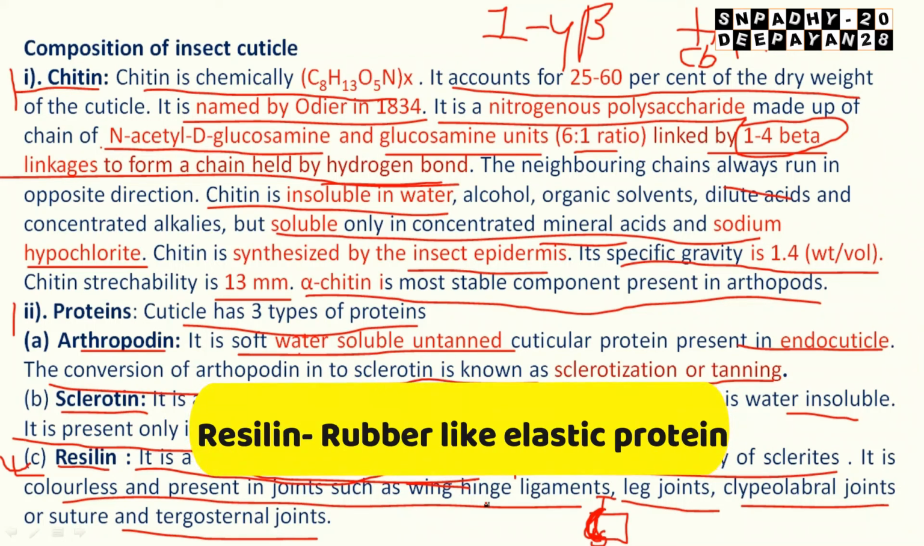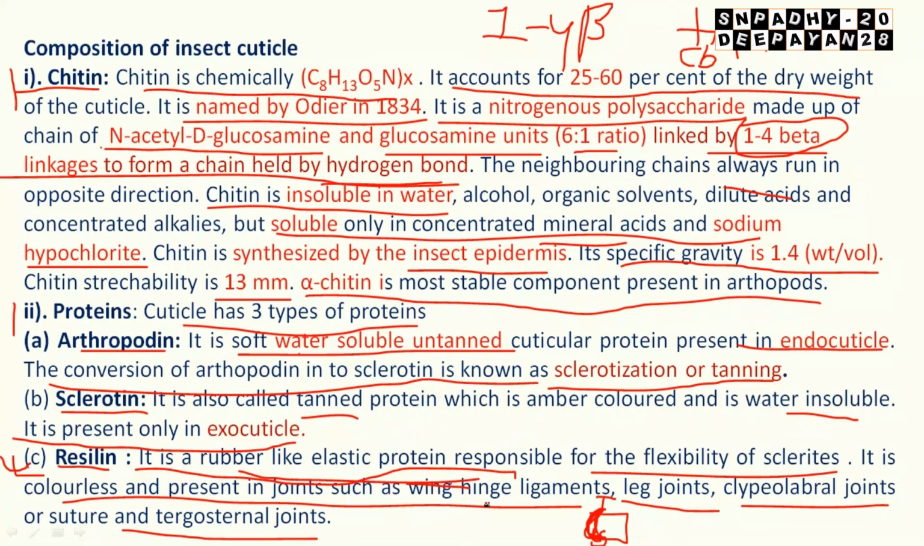So what to remember here? Chitin: chemical formula, their percentage, named by whom, what is the composition, what is the specific gravity, the stretchability, which chitin is stable. Arthropodin, sclerotin: water soluble or water insoluble, tanned or untanned, present in endocuticle or exocuticle. Those things you have to remember. What is sclerotization or tanning? Formation of sclerotin from arthropodin, conversion of arthropodin into sclerotin. Resilin is a rubber-like elastic protein present in different joints for their flexibility.